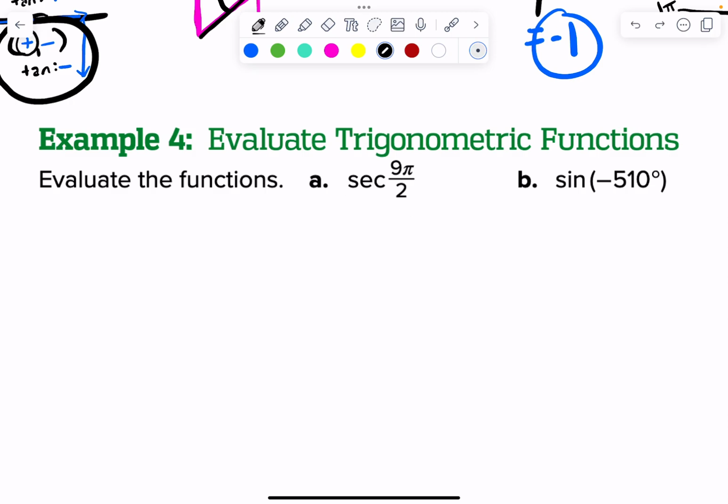Now, I always look at these when I'm dealing with radians, and I ask, how big is 9 pi over 2? If I take 9 over 2 and divide, that's 4.5 pi. That's way bigger than 2 pi, one full rotation around.